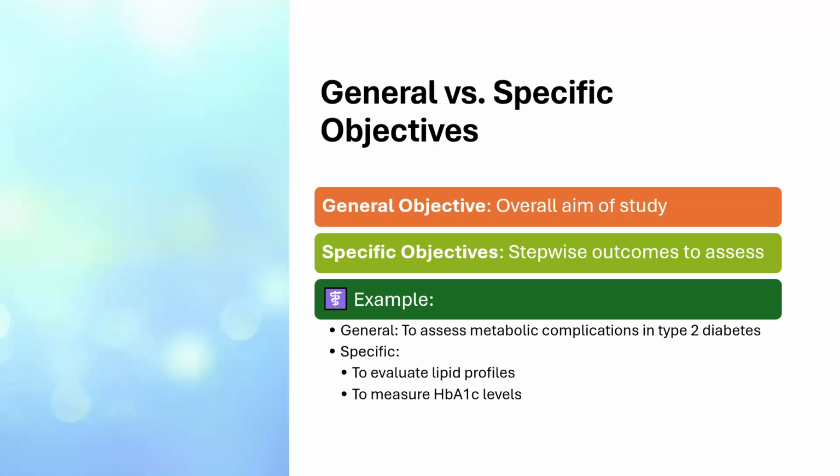And then there are types of research objectives. One is the general research objective, and the second is specific research objectives. The general objective is the overall aim of the complete study, which you discussed in your introduction write-up, and the specific objective is the stepwise outcome which you want to assess. For example, a general objective is, let's say, to assess metabolic complications in type 2 diabetes. Then your specific objectives are to evaluate lipid profile and to measure the HbA1c level, which is very specific. So there will be two types of objectives: general and specific objectives.